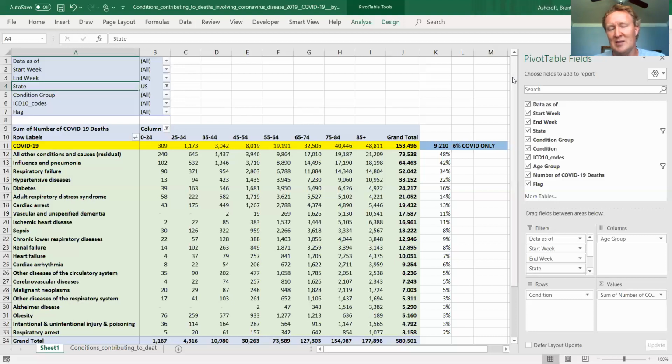It's not exactly what we might see on sites like Worldometer, those kinds of things. I think the issue there is that the CDC is behind in the reporting.